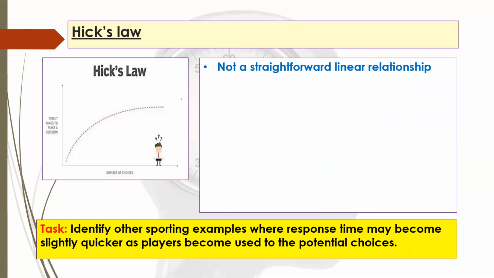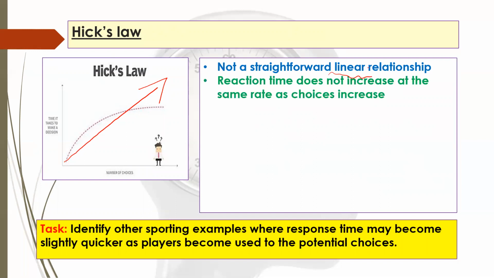So it's not a straightforward linear relationship. So it doesn't just, as this goes up, this goes up. It doesn't just fly up like that. And there's a reason why. That's why we're saying it's not linear. It doesn't just go straight up. So reaction time does not increase at the same rate as the choices increase.